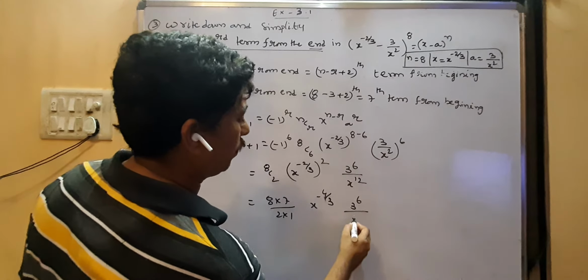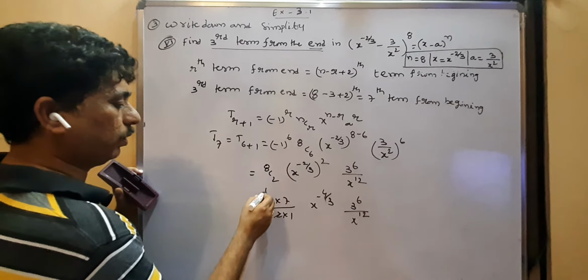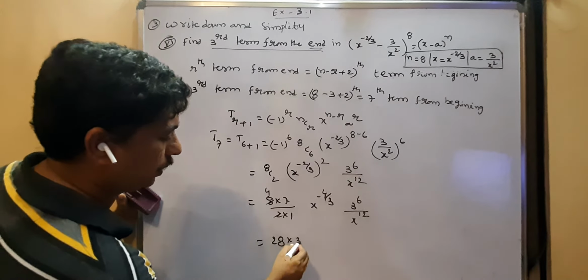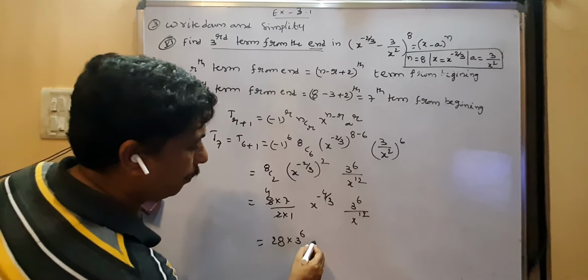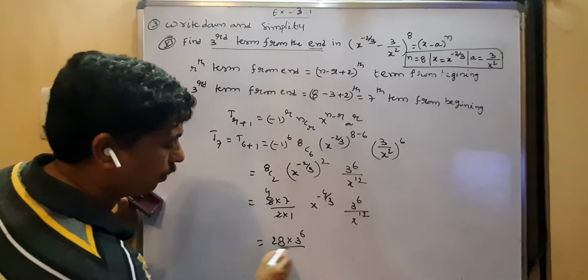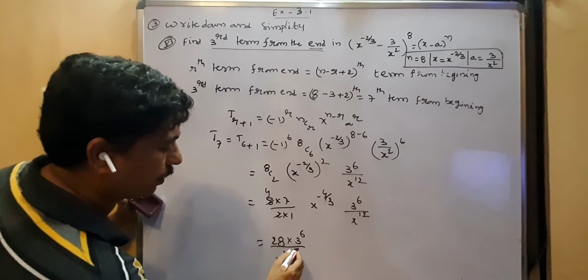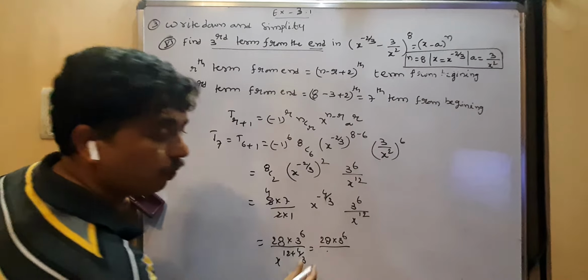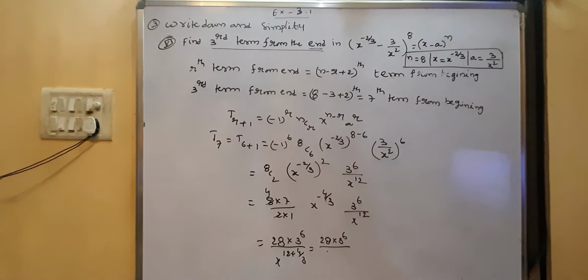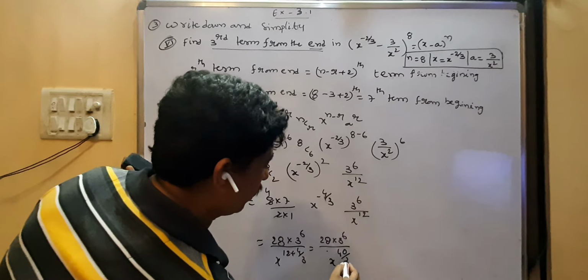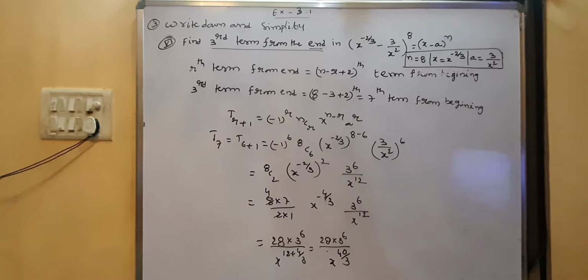3 power 6 by x power 12. Now 2 4s are 8, 4 7s are 28, into 3 power 6. a power m by a power n is a power m minus n, that means x power 12 plus 4 by 3. So 28 into 3 power 6 by 12 plus 4 by 3. 12 plus 4 by 3 means 3 12s are 36, 36 plus 4 is 40, 40 by 3. x power 40 by 3. Copy the problem.